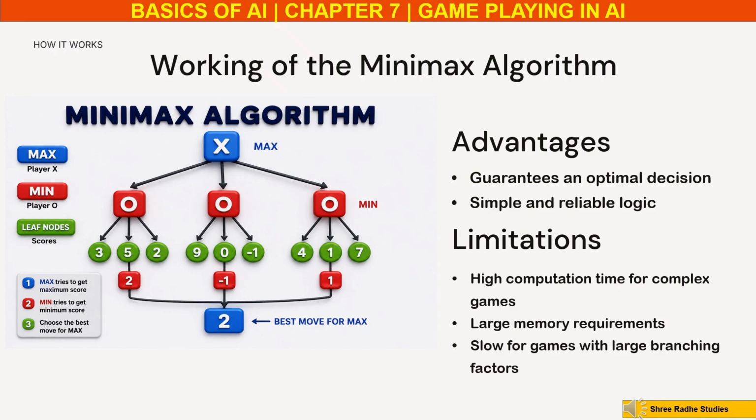Next, the scores are propagated back toward the root. Whenever it is Max's turn, the algorithm chooses the highest score. Whenever it is Min's turn, it chooses the lowest score. This process continues until the algorithm reaches the root node and selects the best move. The biggest advantage of Minimax is that it guarantees the optimal decision. However, its biggest drawback is that it has to evaluate a huge number of game states, making it slow and memory intensive for large games.